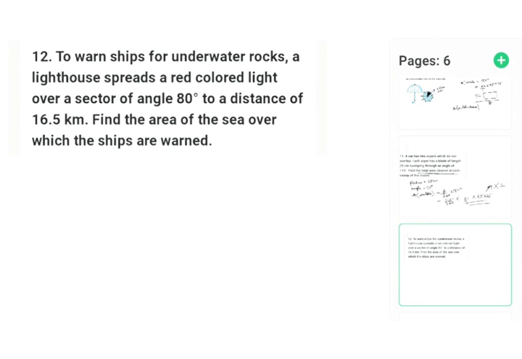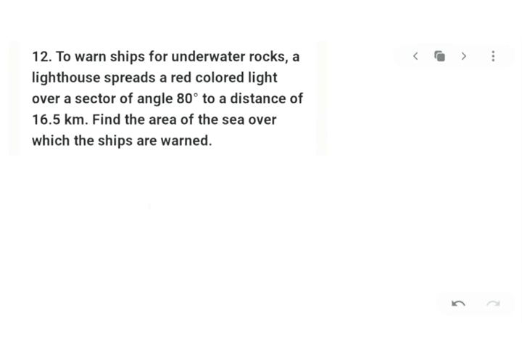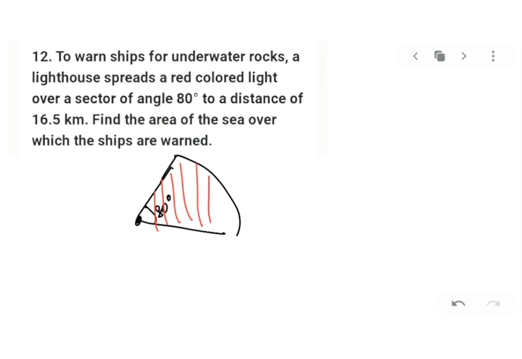Next you have two worn ships for underwater rocks. A lighthouse spreads a red color light over a sector of 80 degree. So one light is spreading its light at an 80 degree angle. Okay. So I'll mark this as red light. Okay. Then it says to a distance of 16.5. So naturally your radius is 16.5. Find the area of the sea over which the ships are warned.